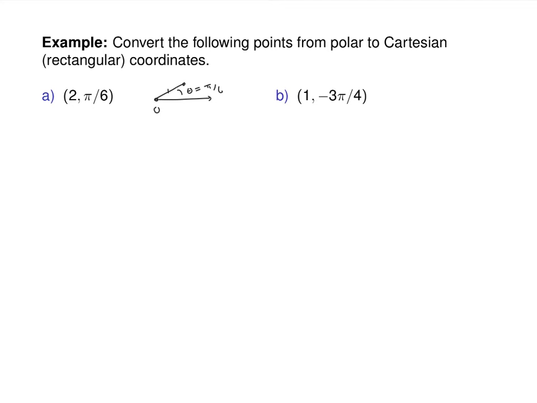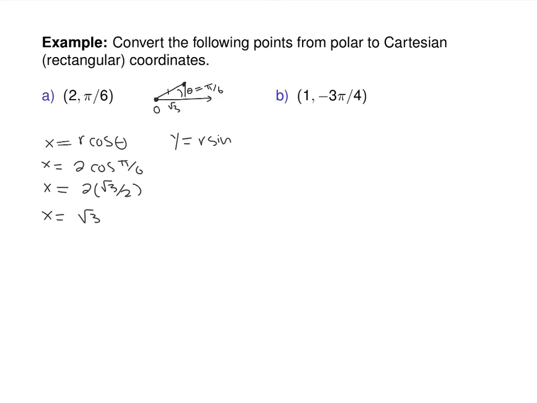So to convert that point into Cartesian coordinates, we know that x is r cosine theta. So x will equal 2 times cosine of π/6, and cosine of π/6 is root 3 over 2. So x would equal root 3. So that distance is root 3. And y is r sine theta. So the y is 2 times sine of π/6. And sine of π/6 is 1/2. So 2 times 1/2 gives us 1. So in the rectangular coordinate system, this is the point (√3, 1).